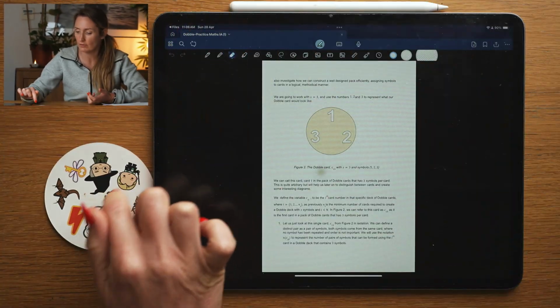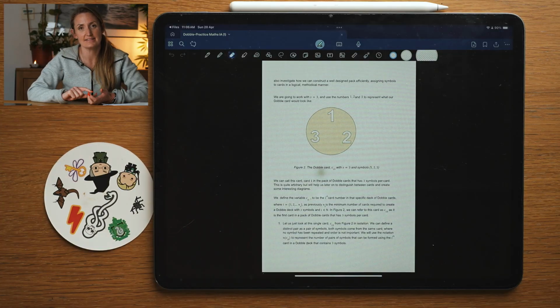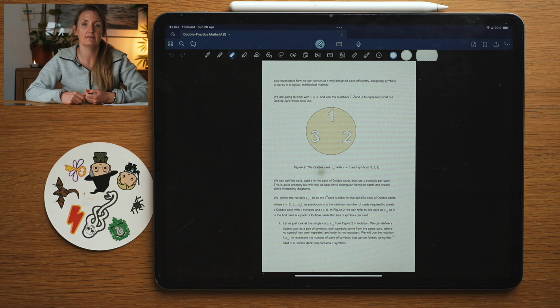So we've come to an important impasse in the video. We've done a fabulous introduction, we've done a very specific aim, and we've defined the variables that we're using so far. Quick recap on the variables. S is the number of symbols per card. So here, 1, 2, 3, 4, 5, 6, 7, 8. S is 8. We have N sub S, the minimum number of cards we need to make a deck.